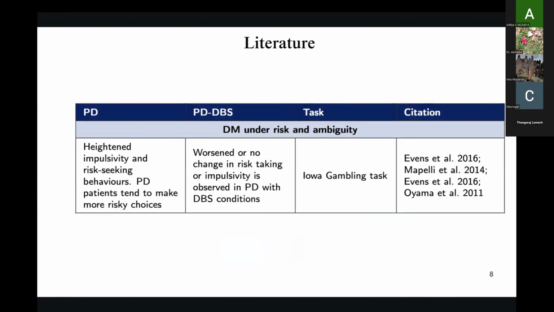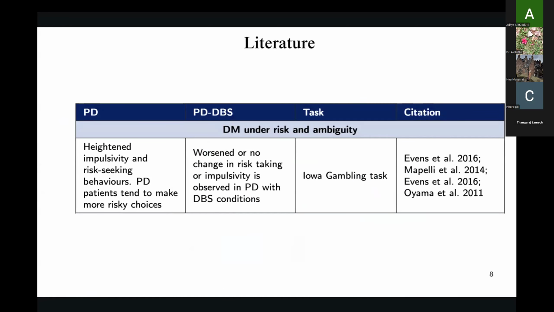Yes. So, as I mentioned, in the literature, people have studied the Iowa gambling task a lot. It basically tests your decision making under risk and ambiguity. The task goes like this. It basically has 4 decks of cards. A few are highly risky, a few are low risk, and PD patients show a high risk picking tendency. Like when you give them a choice between these high risk versus low risk cards, they seem to pick a lot of high risk cards.